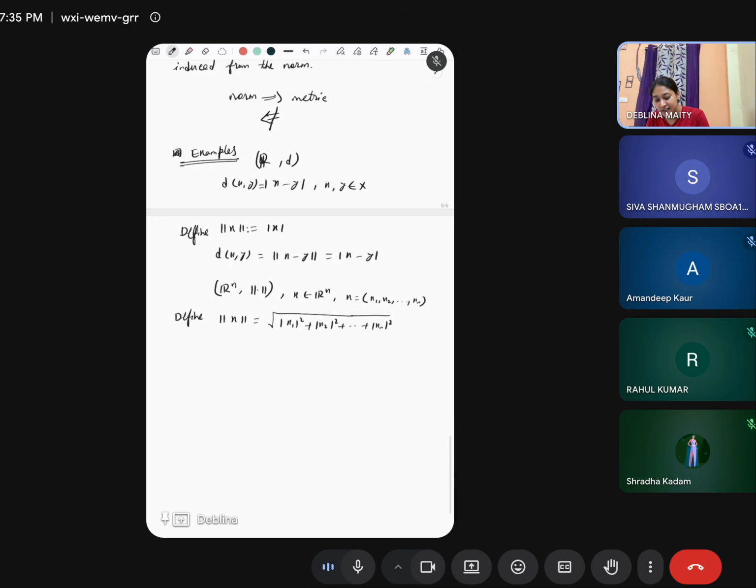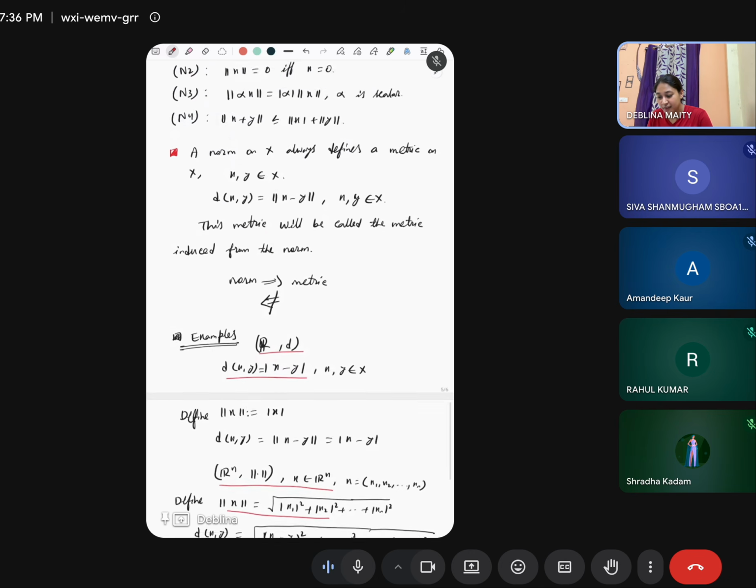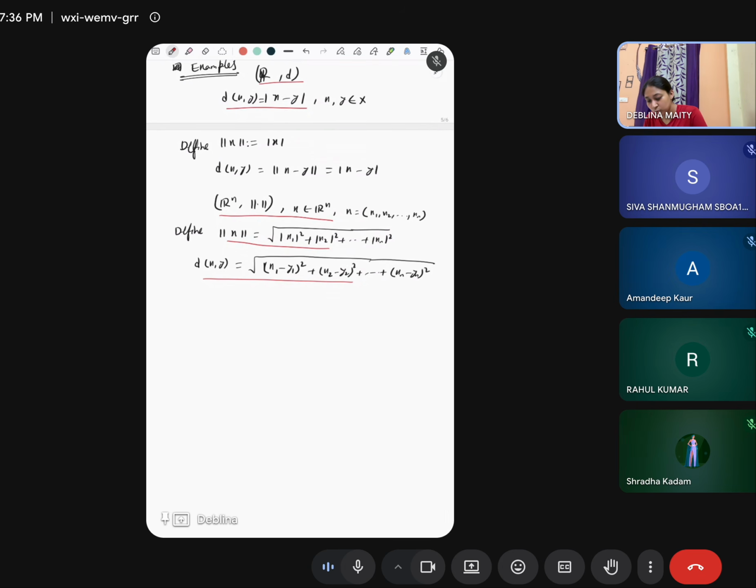So this is a norm, and the metric induced from this norm is what? Mod will cancel out, so it will be root over x1 minus y1 square up to xn minus yn square. So this is the usual metric on Rn that we have already defined in metric space, right? So that metric is coming from this norm. So this d is the induced metric from this norm, okay? So you have defined these two norms, this norm for R and this norm for Rn. Now also in example 2 we have taken this class C[a,b], right?